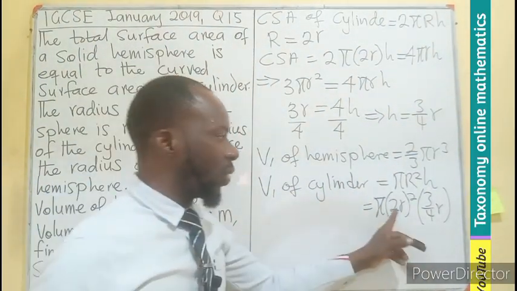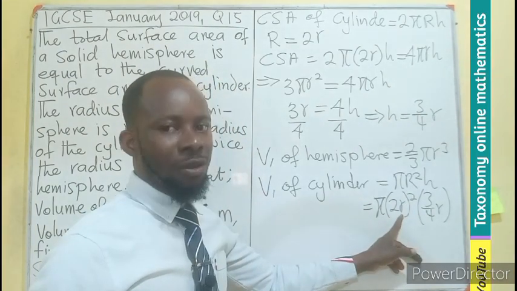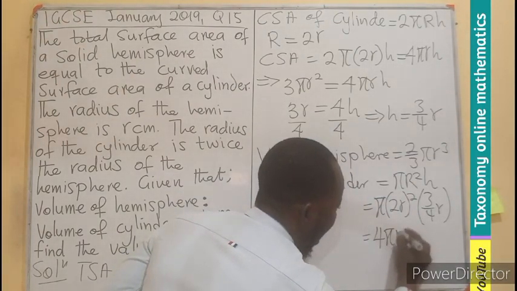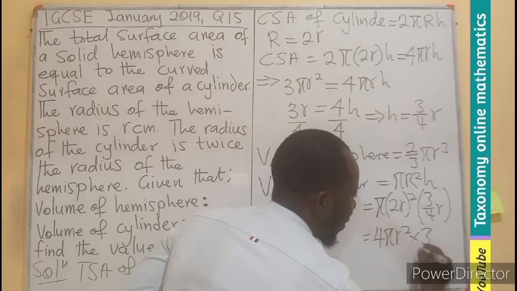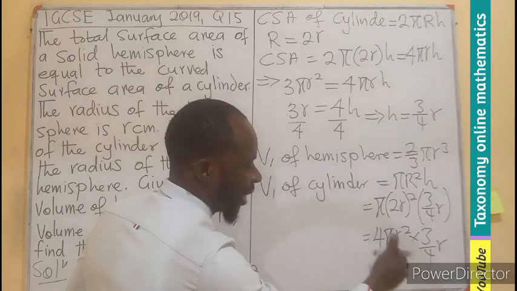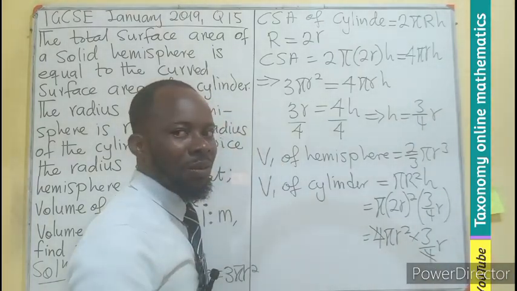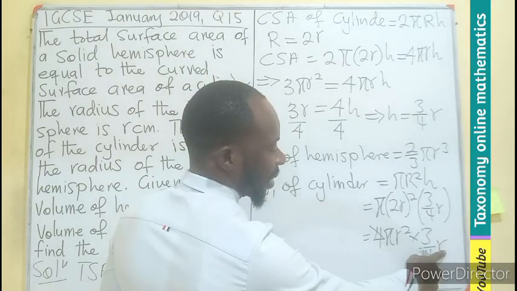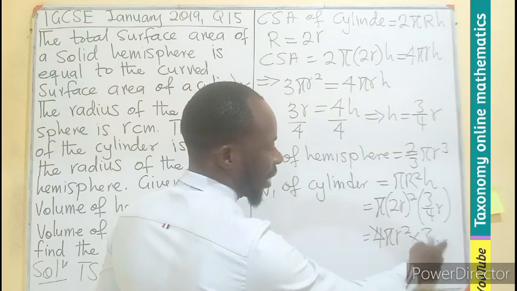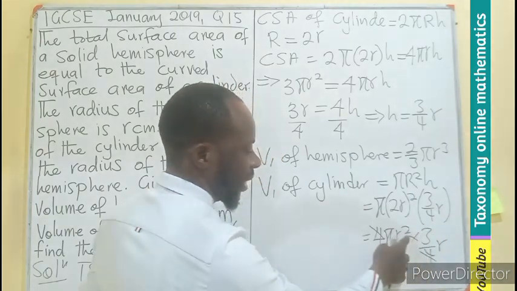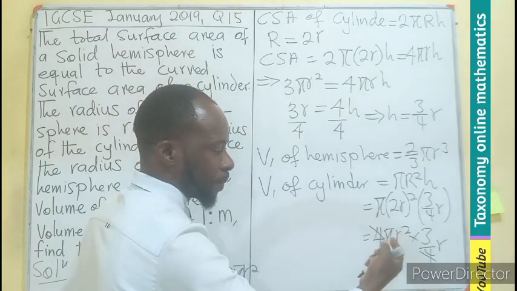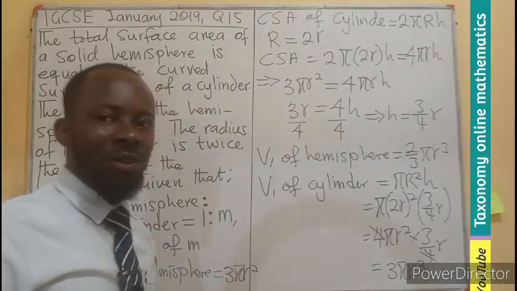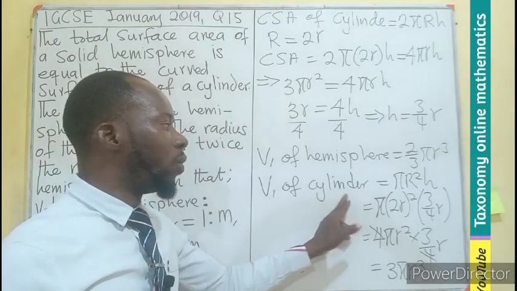Now let's see how we can do that. This is going to be 2 squared times r squared, and 2 squared will be 4. So I'll be having 4 pi r squared times 3 on 4r. Since this is the denominator and this is the numerator, they can easily cancel. I'm still left with r here and r here, which multiply to give r to the power 3. So this becomes 3 pi r to the power 3. This represents the volume of the cylinder.